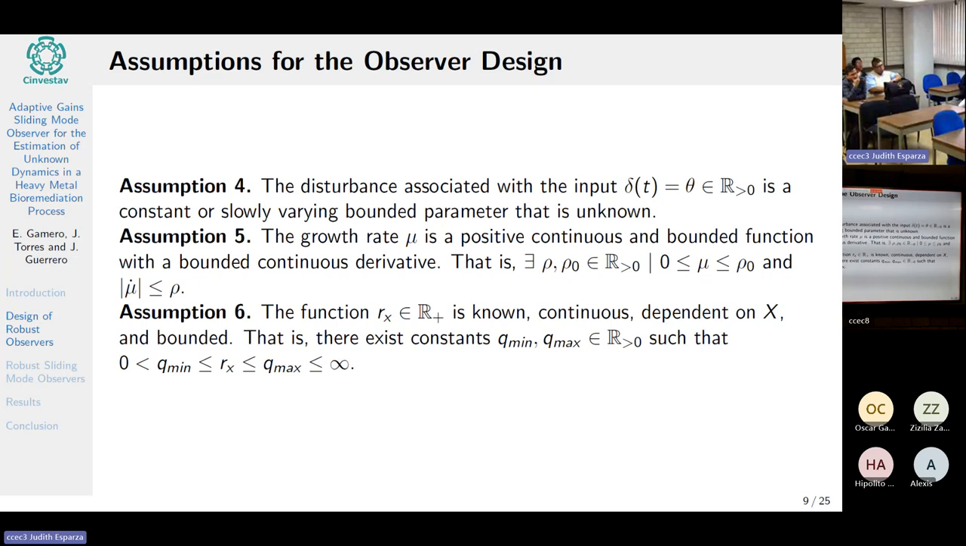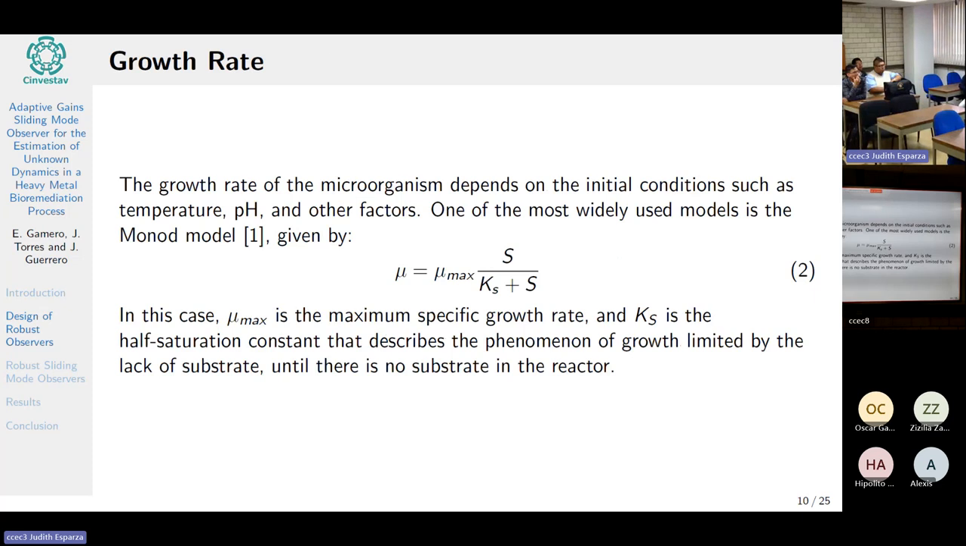And this Rx, with index x, is a known continuous function dependent on x, the biomass dynamics, and it is bounded. So we have some structure of this growth rate, and in this work we have a specific structure. We have the growth rate type mu naught, that is in equation 12. We have mu max, that is the specific maximum growth of this growth rate.